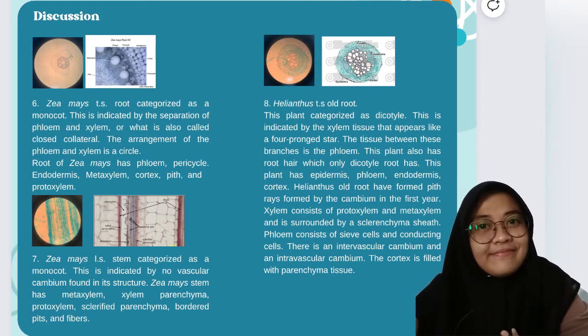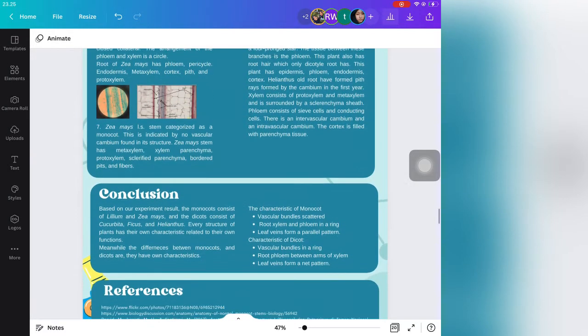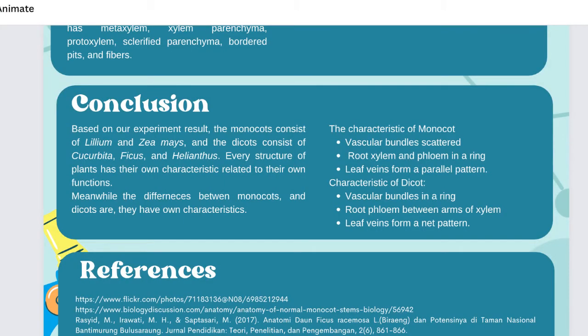So, the conclusion based on our experiment result is that the monocots consist of lilium and zeamice, and the dicots consist of cucurbita, ficus, and helianthus. Every structure of plants has its own characteristics related to its own functions. Meanwhile, the differences between monocots and dicots are that they have their own characteristics. The characteristics of monocots are vascular bundles scattered, root xylem and phloem in a ring, and leaf veins forming a parallel pattern. While the characteristics of dicots are vascular bundles in a ring, root phloem between arms of xylem, and leaf veins forming a net pattern.